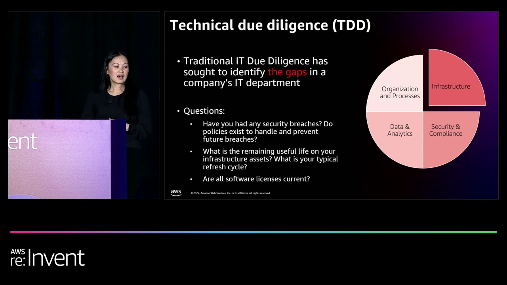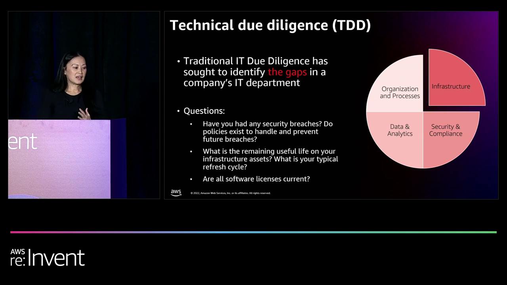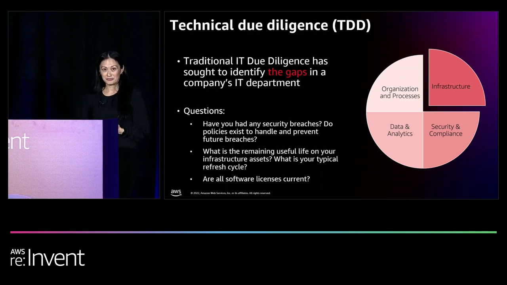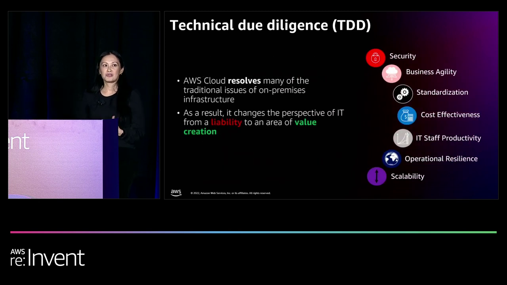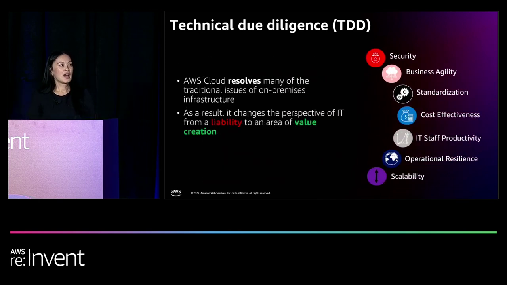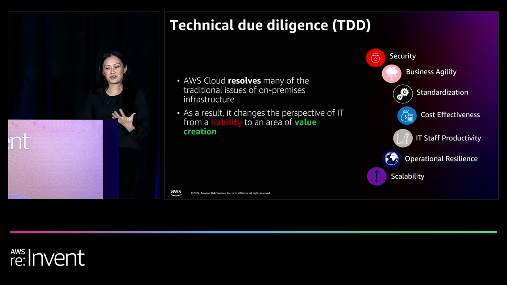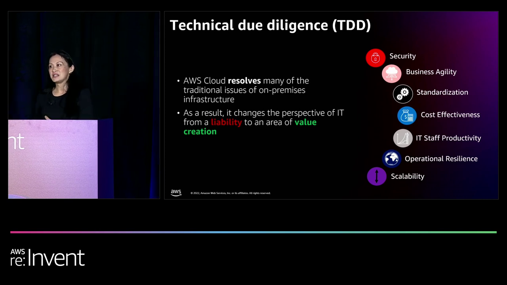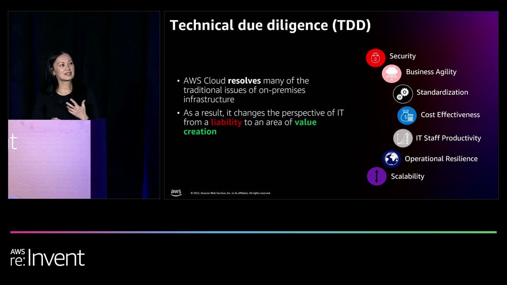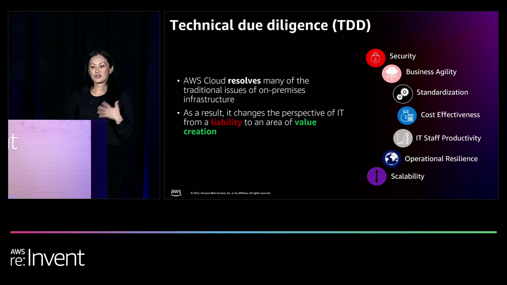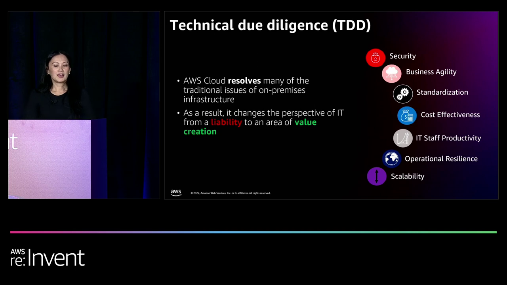And historically, technical due diligence has been focused on identifying the risks and liabilities, especially pertaining to what the infrastructure shortcomings may pose from a security and compliance perspective. But many of the traditional shortcomings or liabilities and gaps have been mitigated through cloud computing. So cloud computing has resolved a lot of the traditional gaps or issues that on-premises infrastructure can face. And so when the buyer is looking to buy a company that is also on the cloud, they can instead seek to understand the value creation side of things, and what the opportunities are there, instead of just focusing on the liabilities and the gaps.